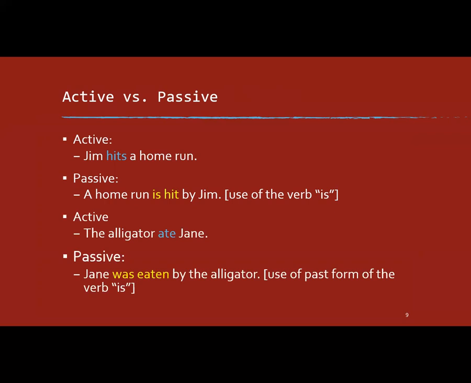The alligator ate Jane is the active form of the verb. The alligator is the agent and Jane is the object. Passive means something is happening to someone. So Jane was eaten by the alligator. Now here I have a past tense instead of a present tense. Hits and is hit are present. Ate and was eaten are simple past. And you'll notice that those look very different, right? Here we have a form of hit with a form of the verb to be. And then we have ate and was eaten, right? So the alligator ate Jane. Jane was eaten by the alligator.